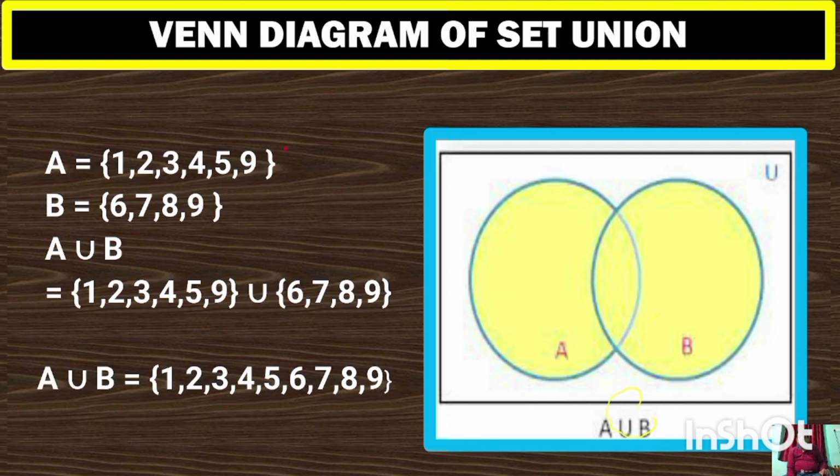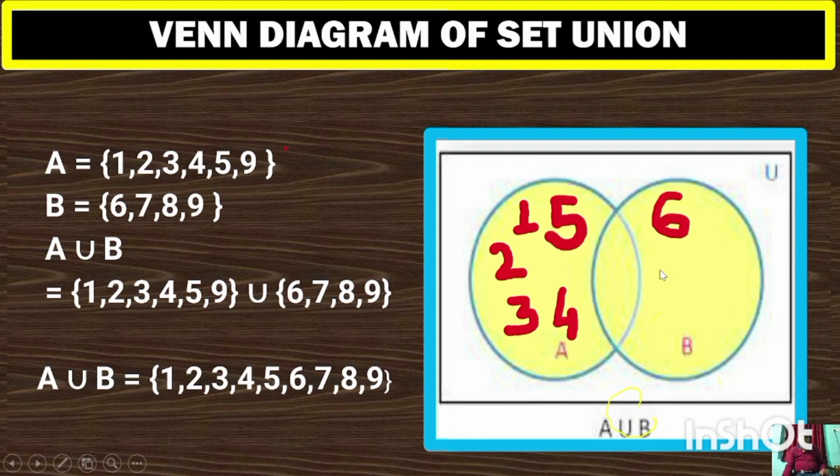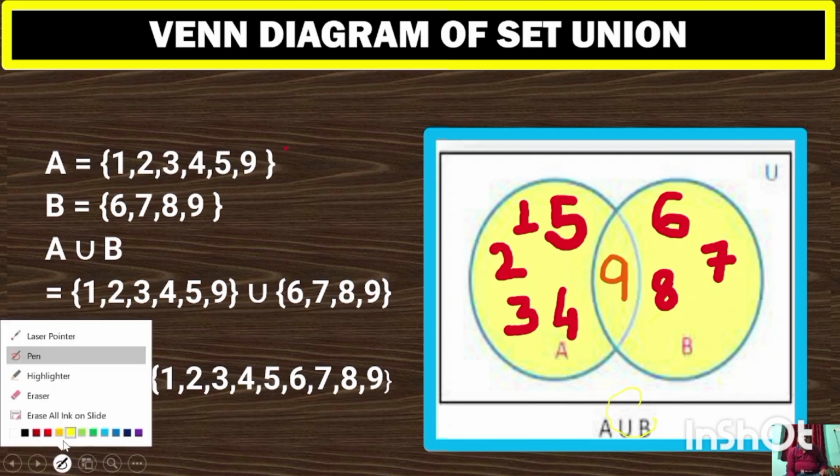Understand or not? So for A union B, we have to take the elements. Let's see, it contains the set elements. So what are the elements of the set A? That is 1, 2, 3, 4, 5. You see the element 6 is an element of the set B, 7, 8, and 9. You see here 9 is present in both the sets.